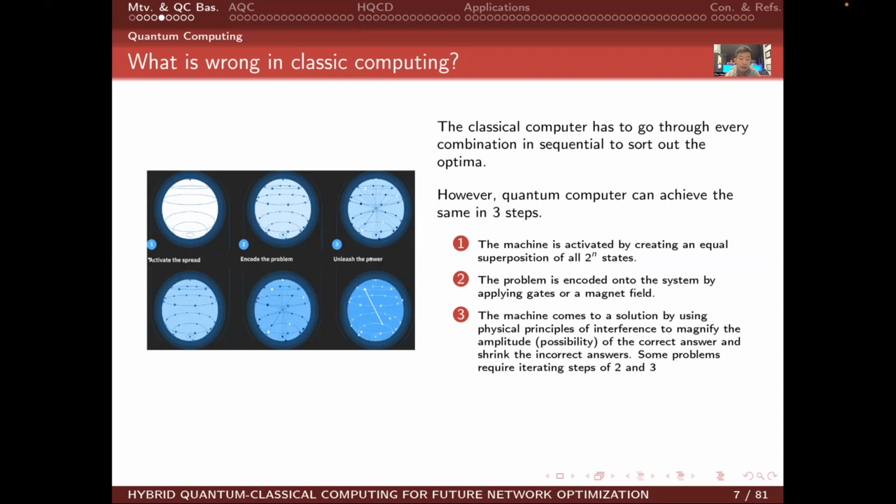Also, because some algorithms need to be iterative, steps 1, 2, 3 may need to iterate. So this is a strong power of quantum computing.